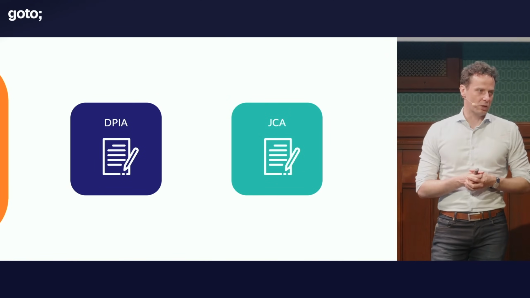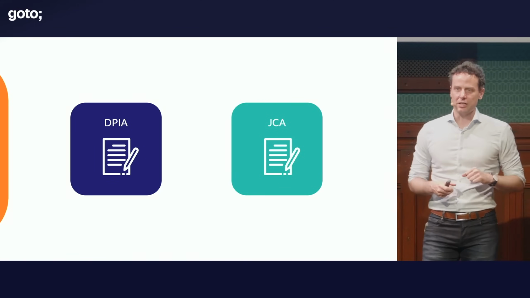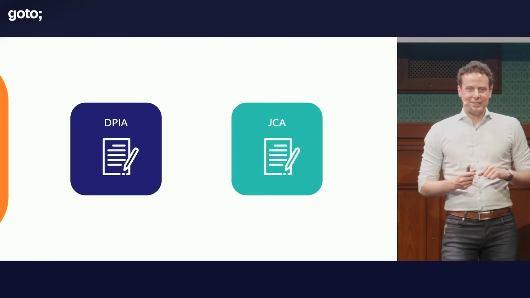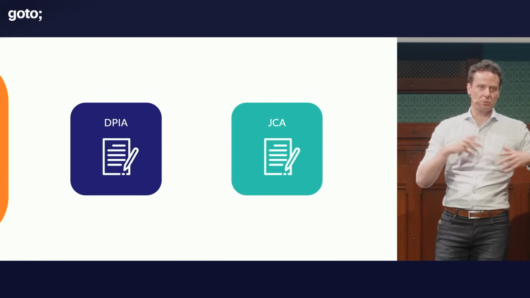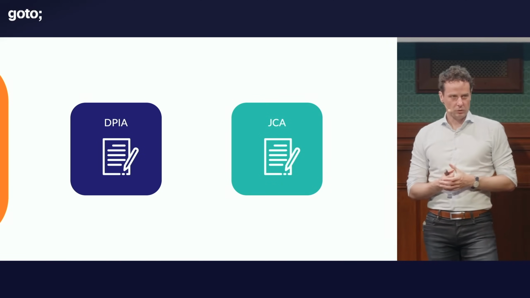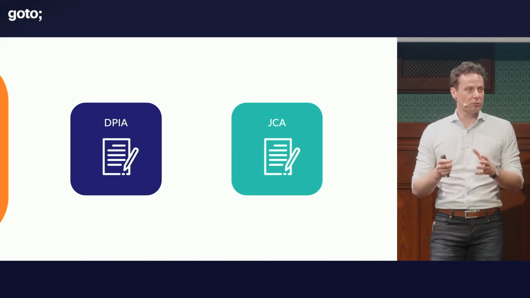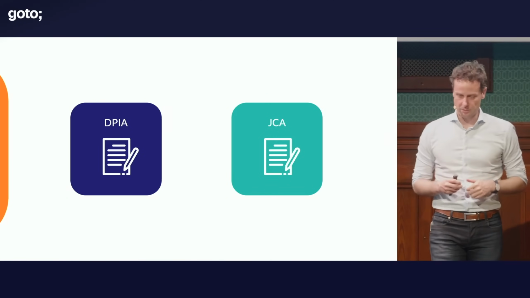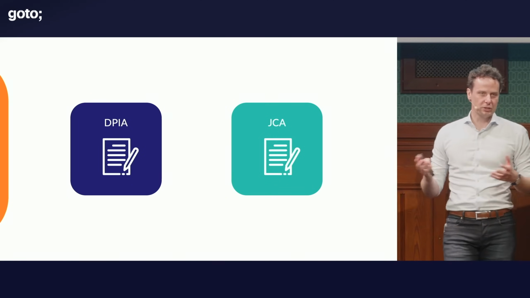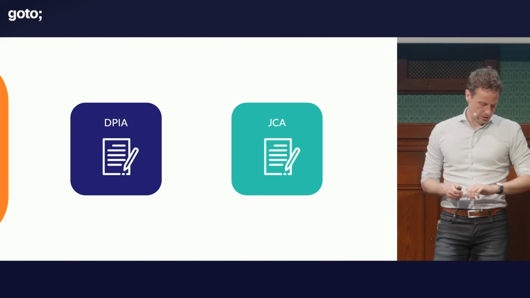Because it is not a whitewashing machine, you still need to do a DPIA. Who knows what a DPIA is? Yeah. A data privacy impact assessment, which is a legal document that describes the probabilities of bad things happening and what measures you take to prevent them. And of course, one of these measures could be this kind of technology where you can still have the insight. And of course, you still need what they call a joint controller agreement. So you still have to do that.